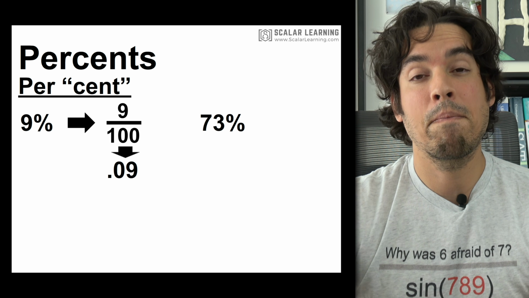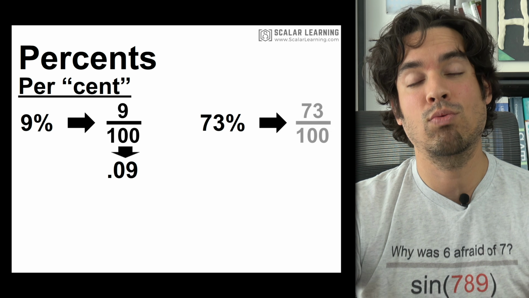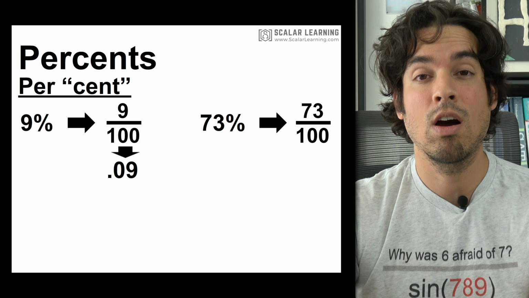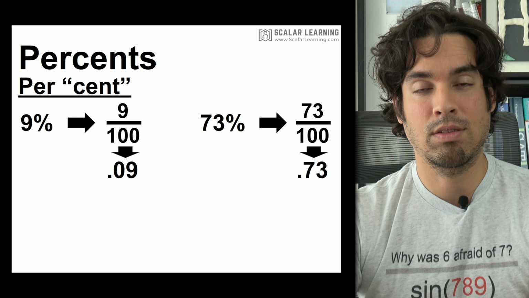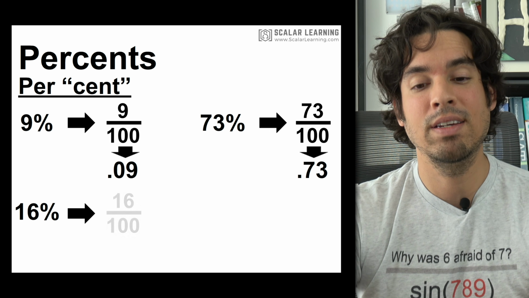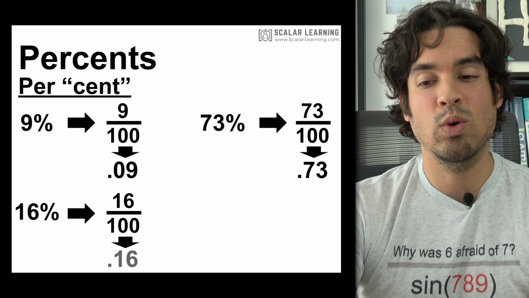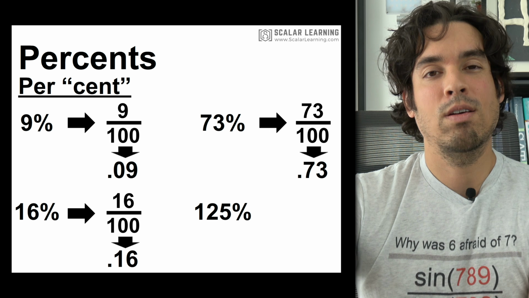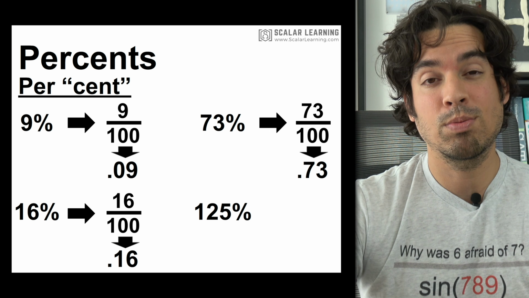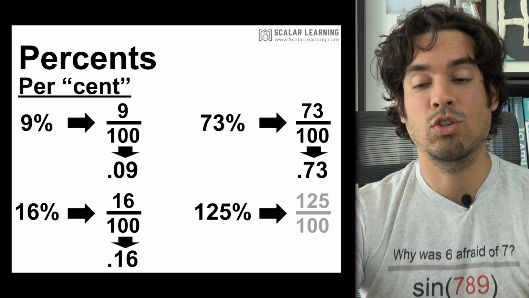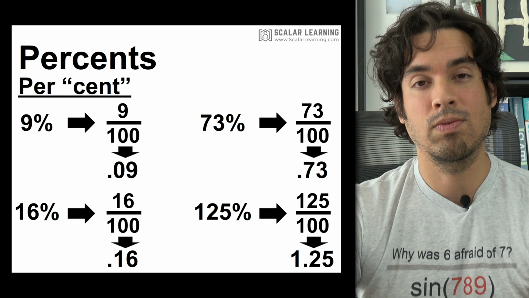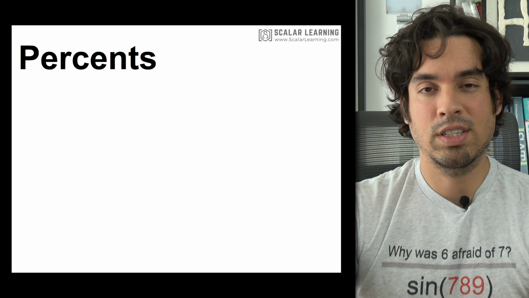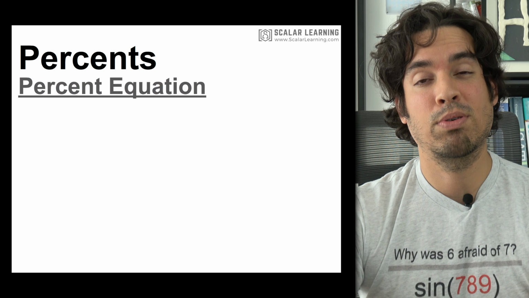Likewise, 73% is simply 73 per 100, or 73 hundredths. In decimal format, once again, 0.73. 16% would be 16 hundredths or 0.16. And when we get to numbers bigger than 100, we still move the decimal only twice. So it's 125 hundredths, which translates to 1.25.